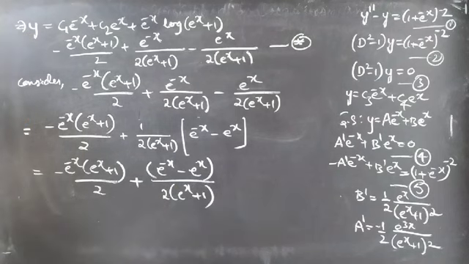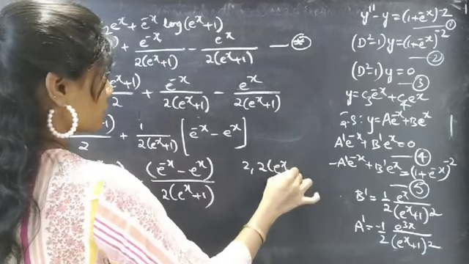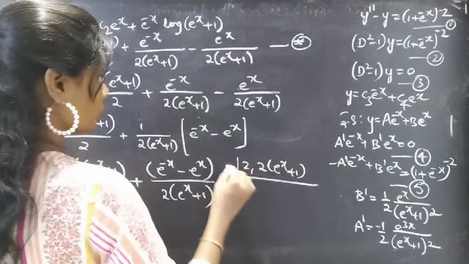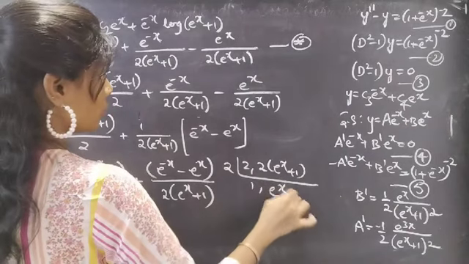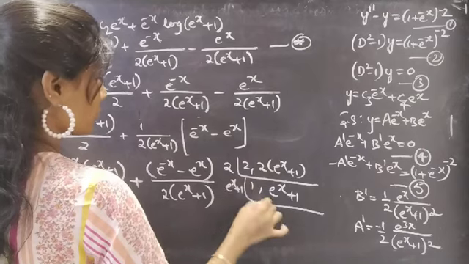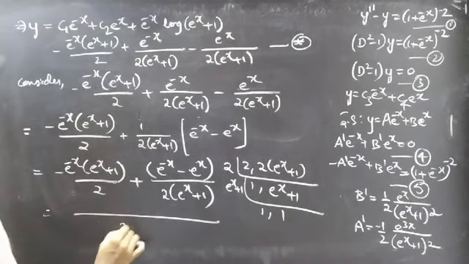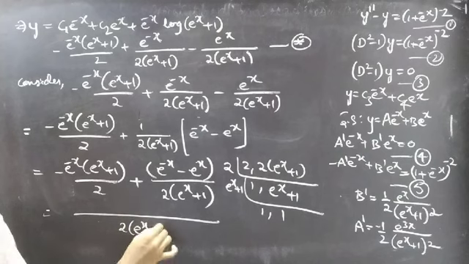Now take the LCM of 2 and 2 times e power x plus 1. Okay, 2 ones are 2 into e power x plus 1s. e power x plus 1 into 1, right? So LCM is 2 times e power x plus 1.